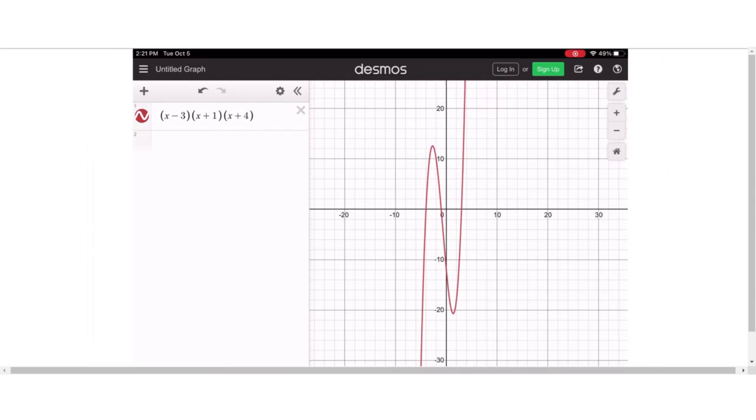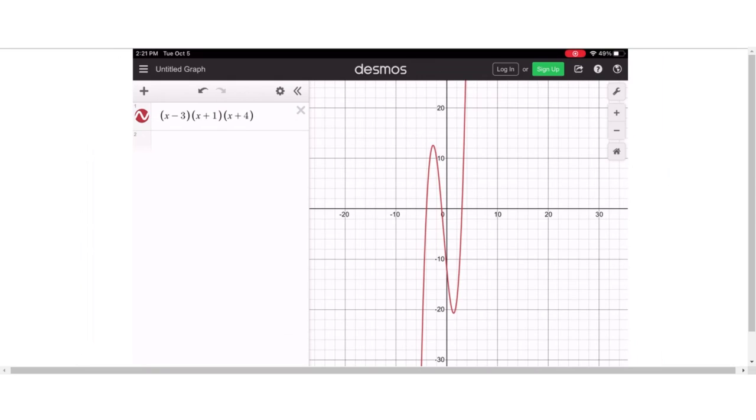So if I zoomed out, I can see that the left side is indeed going down. The right side is going up. So we already talked about the end behavior. That's that. Then each one of these factors, the x subtract 3, x plus 1, and x plus 4, each one of those factors corresponds with a 0 of the function or an intercept of the function.